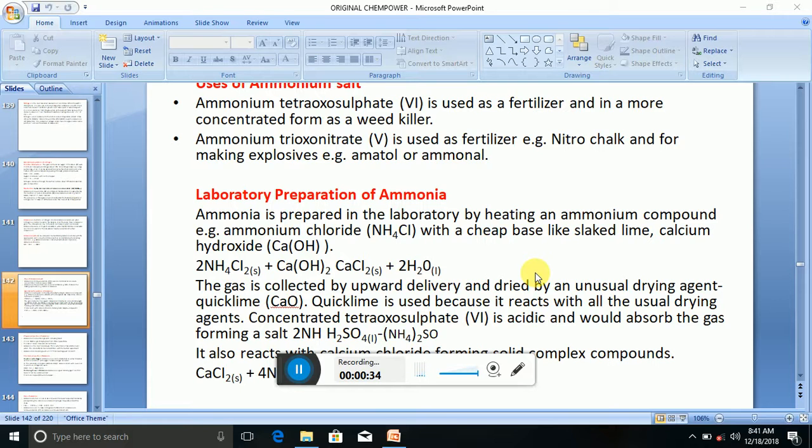Quicklime is used because it does not react with ammonia, unlike the usual drying agents. Concentrated tetraoxosulfate 6 acid would absorb the gas, forming a salt. So you use quicklime because ammonia reacts with other drying agents. It's better you use quicklime because that's the only substance that it wouldn't react with.